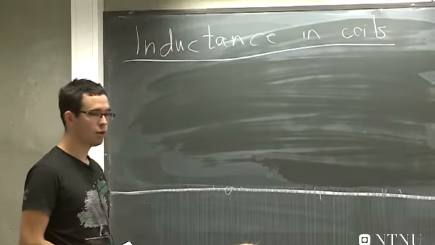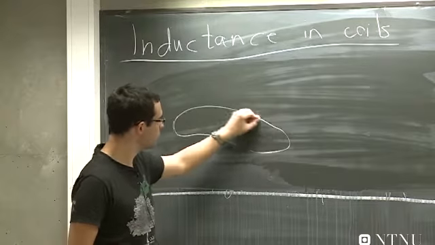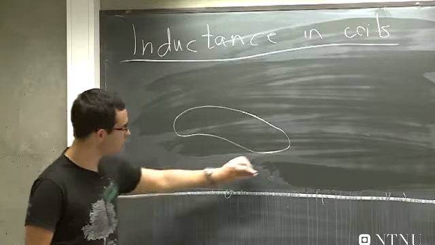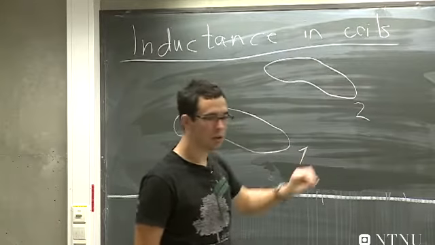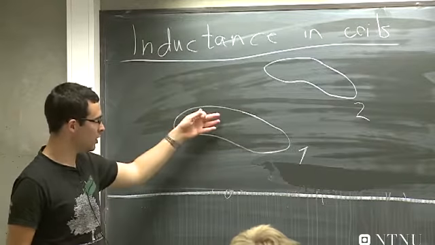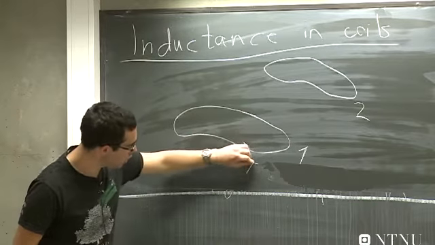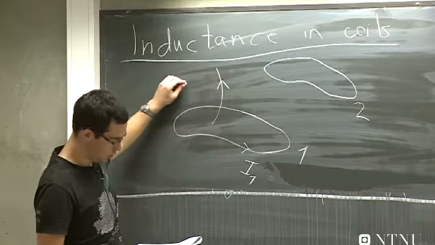And we consider two loops to begin with. Loops of wire, like this. I call this number 1. And there's a different one over here. Call that one number 2. And there's a magnetic field being generated from a current in this one. So this I1 generates a magnetic field. Let's call it B1.